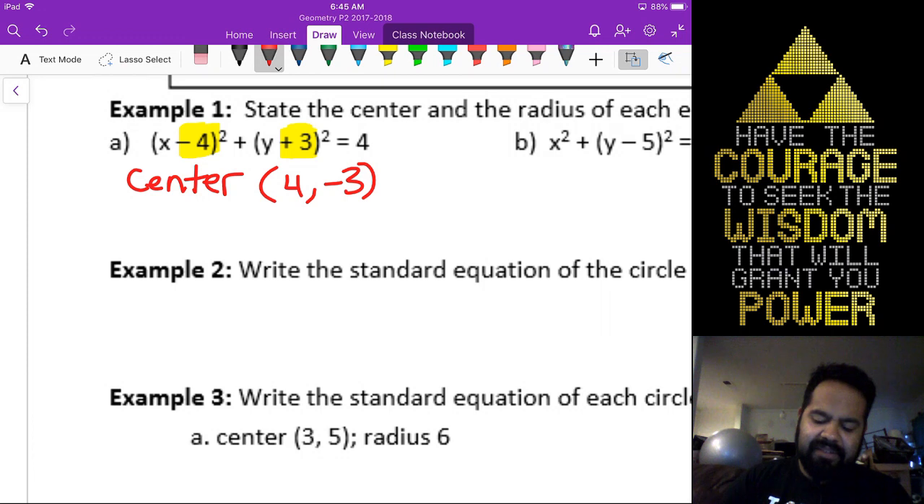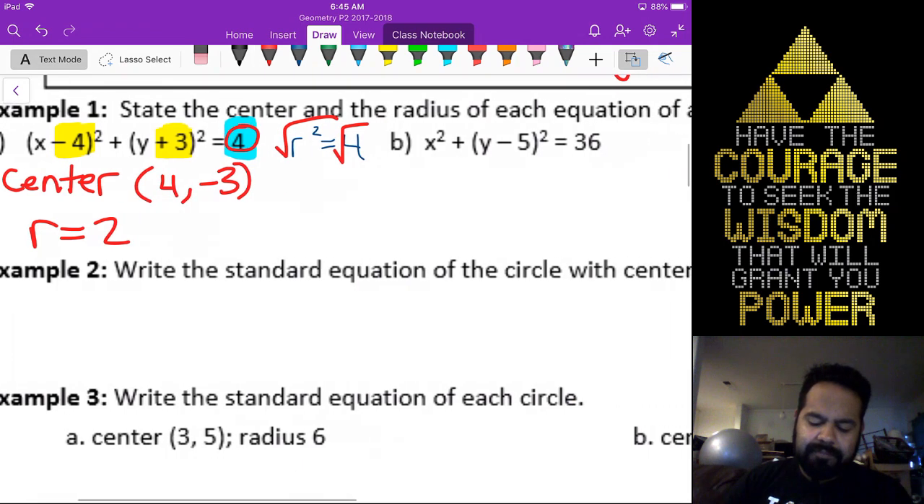Now your radius is going to be a little different to find, because this number here is r squared. Well, how would we get r by itself? We would take the square root of both sides. So whatever number is here, you're taking the square root of that to get r. So in this case, r equals 2.